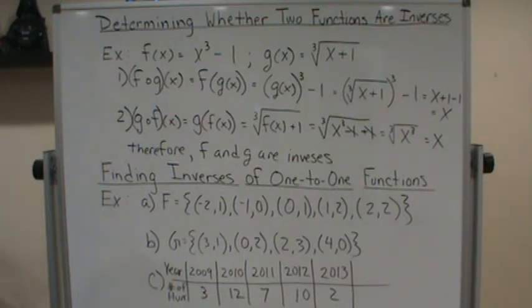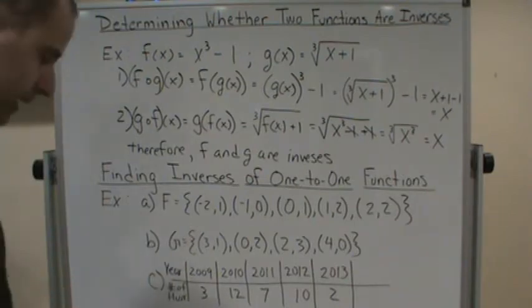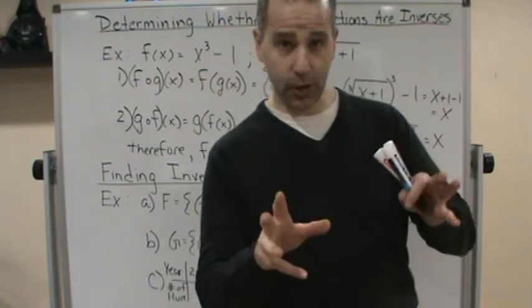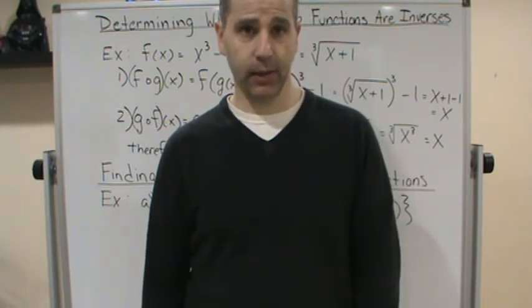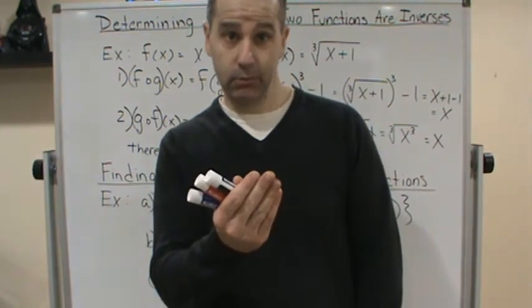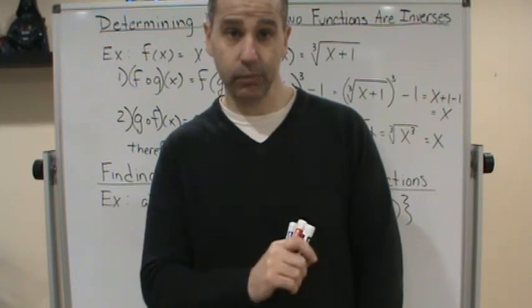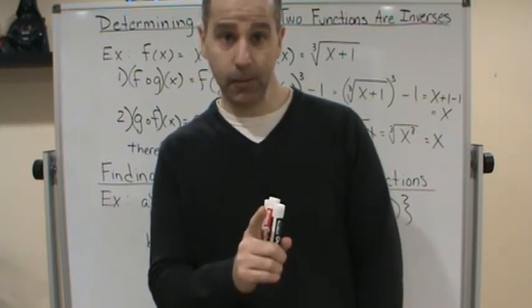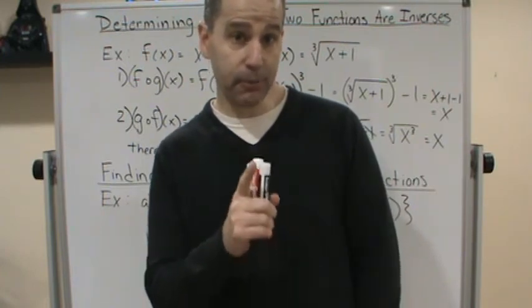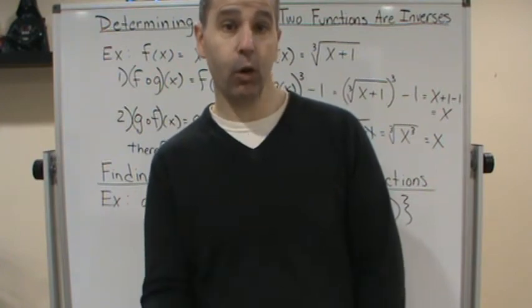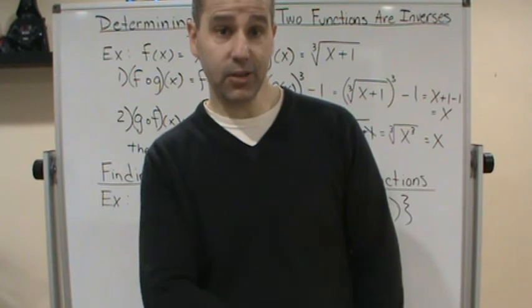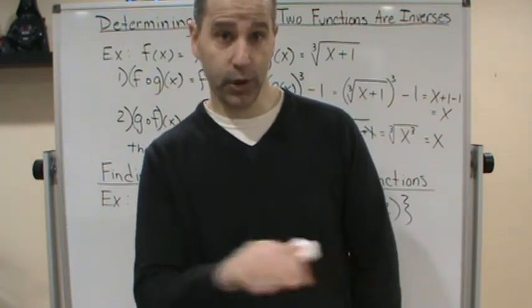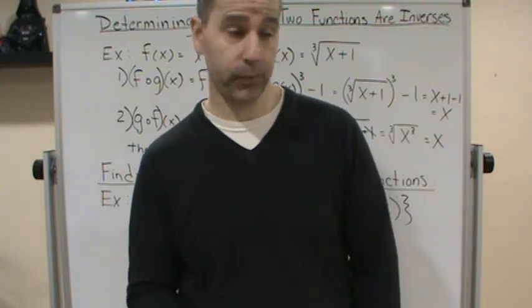Now, how do I find an inverse of a function? Let's say I give you a function, and I say, okay, find the inverse of this function, if you can. Now, here's the thing. You can't forget that it has to be a certain type of function. It has to be a one-to-one function. If it's not a one-to-one function, then there is no inverse, and we're done. There's no reason to look for one.